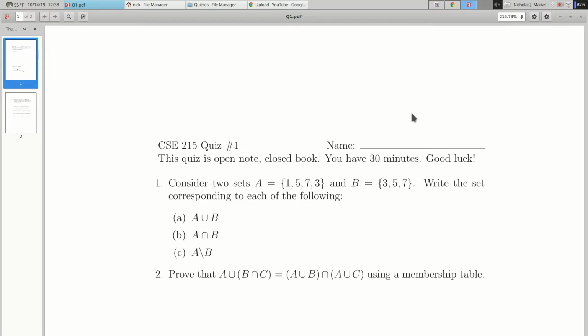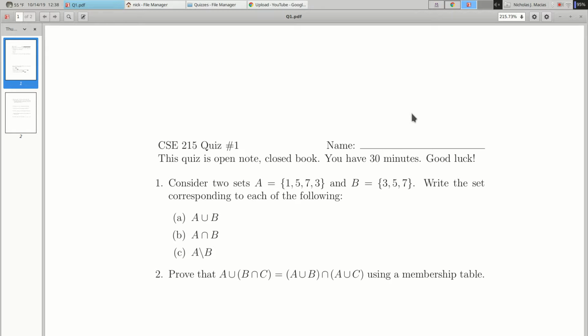All right, so let's run through the quiz first, and then we can talk about homework, and then we'll go back to proofs. So quiz, question 1, I think everybody got question 1 other than a typo here or there.